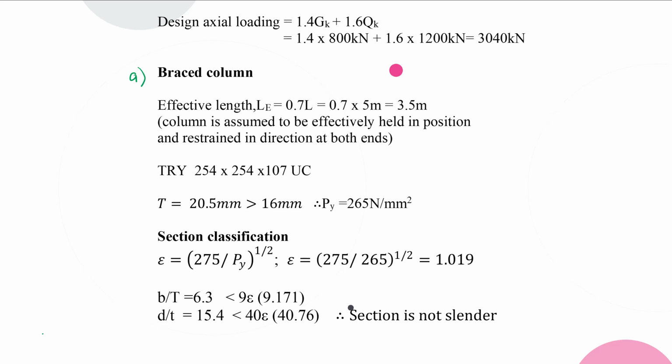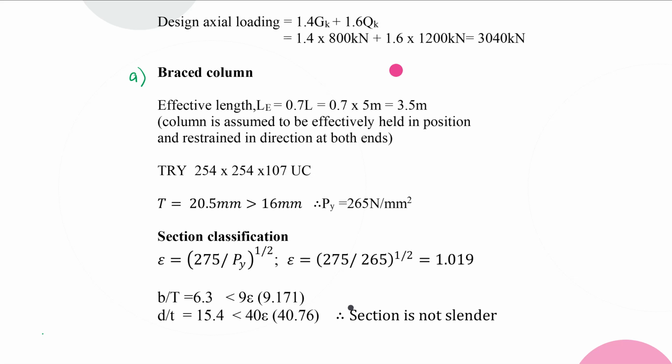Okay, and then kita kena juga check the classification to make sure that the section is not slender. Okay, why we need to check this? Because the formula, if let's say the section is slender, is different from compact, semi-compact ataupun plastic. Okay, kita just kena make sure je dia bukan slender.